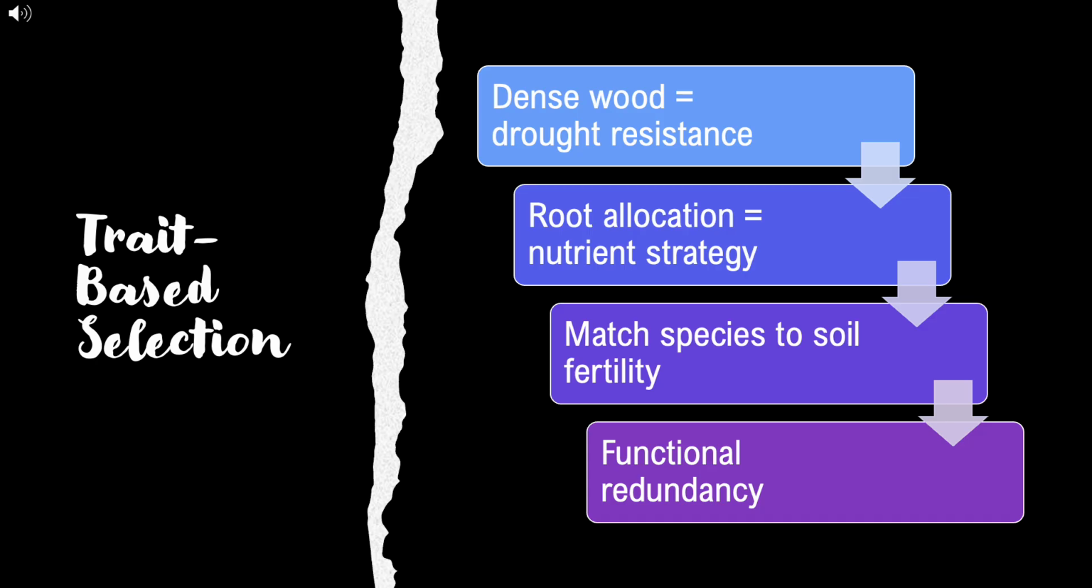Root allocation equals nutrient strategy. Species that invest heavily in root biomass are generally adapted to poor or difficult soils.